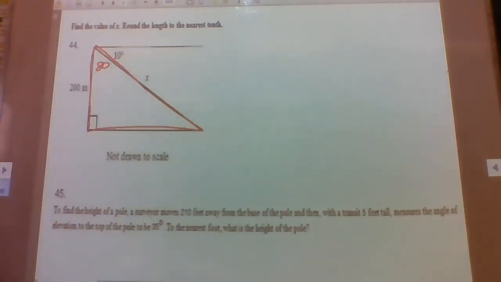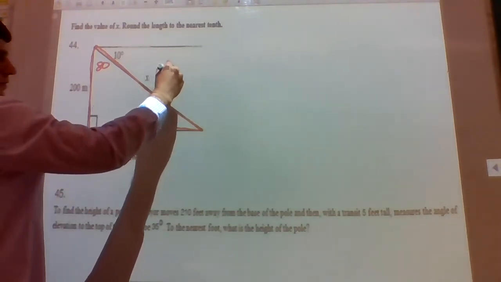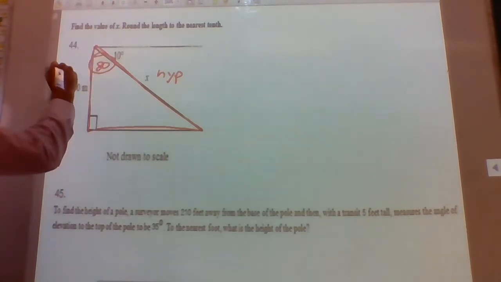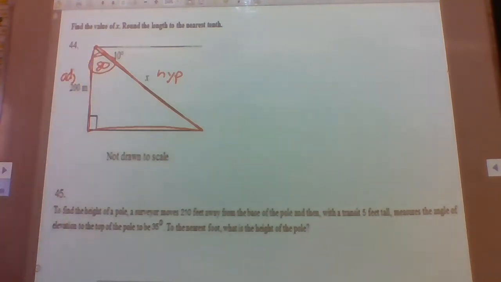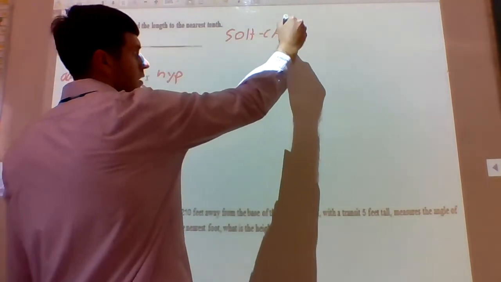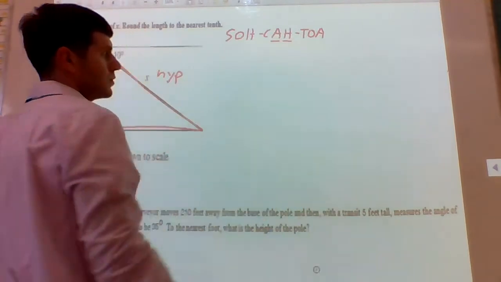First thing we want to do is label our triangle. Across from the right angle is the hypotenuse. Circle the angle. Next to it is the adjacent. There's nothing across, that would be opposite though. So, SOHCAHTOA. We have adjacent and hypotenuse, so we're going to use cosine.